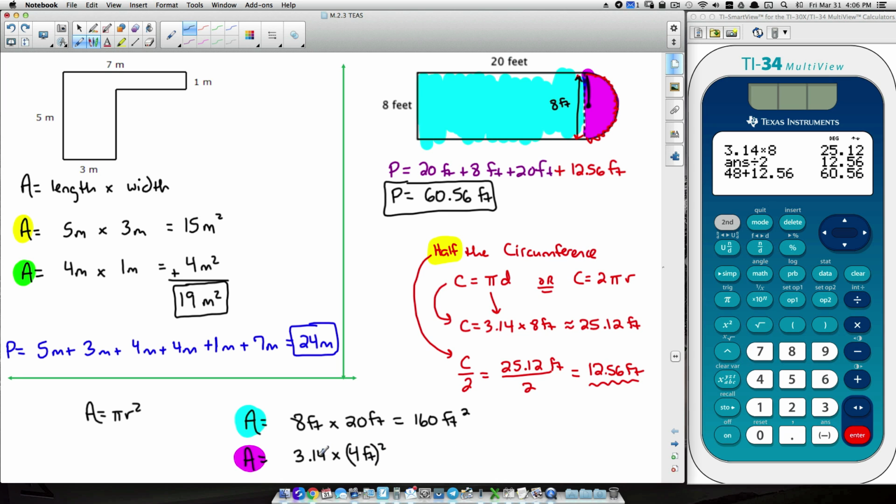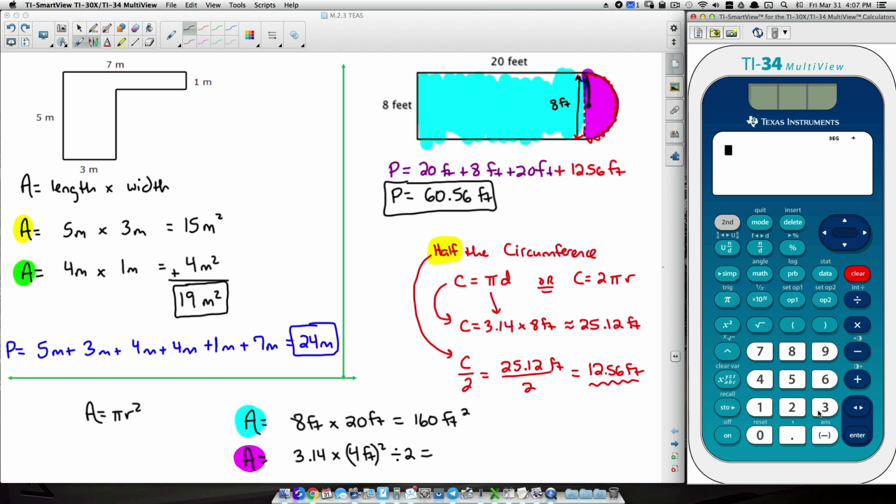But now, notice this formula, pi times radius squared. What we want to go ahead and do after we figure that out is divide it by 2, because we don't have a whole circle. Remember, we don't have a whole circle. We got half a circle, so that's why I'm going to divide it by 2. So 3.14, and let's go ahead and square the 4, so 3.14 times 16. That's the area if this thing was a whole circle, roughly 50.24 square feet.